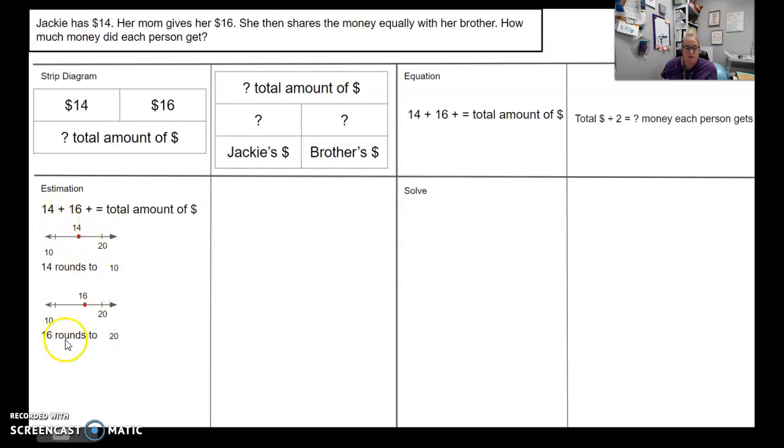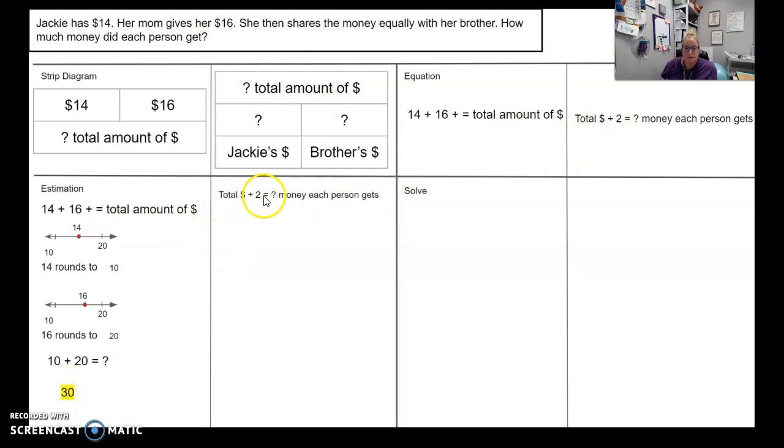So my new equation is now going to say 10 plus 20 equals question mark, and I can figure that out. 10 plus 20 is 30. And again, I highlighted it because we're going to use that to help us with our second step. So let's go ahead and bring our equation for our second step.